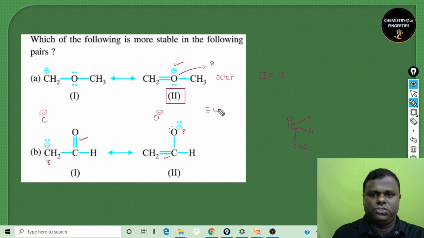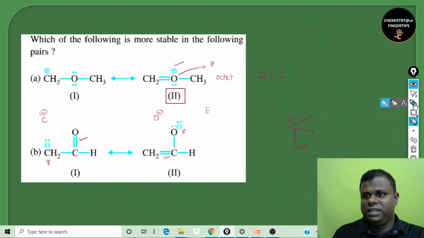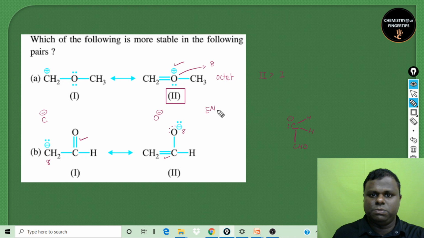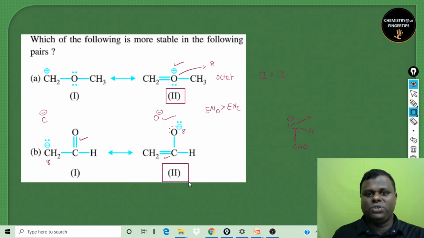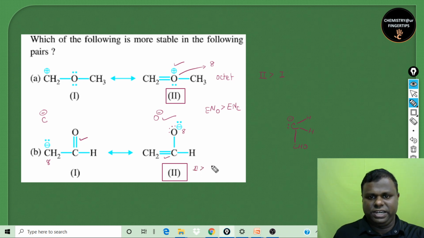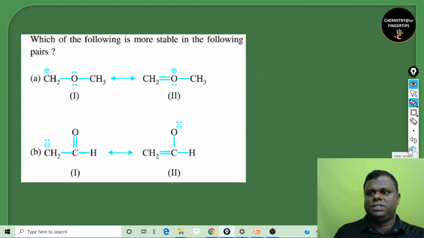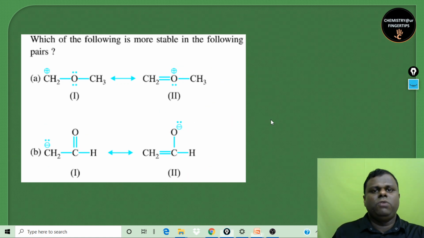But when you talk about electronegativity, the electronegativity of oxygen is more, right? The electronegativity of oxygen is greater than the electronegativity of carbon. So that means this electronegative atom should carry the negative charge. That means the second is more stable, right? So here we have the application of the electronegativity principle basically. In this case, the stability of the second structure is greater than the first structure, right? Okay, now let's move on to the next question.